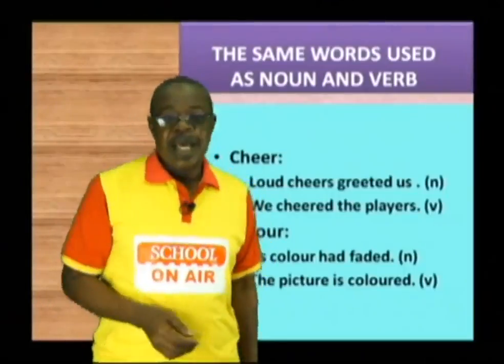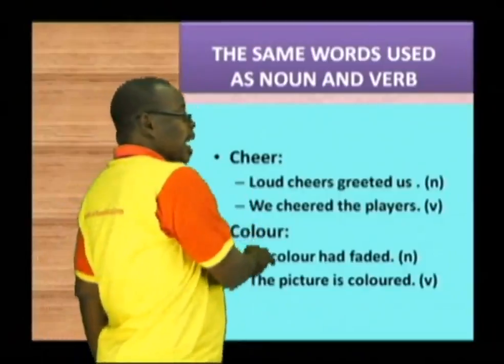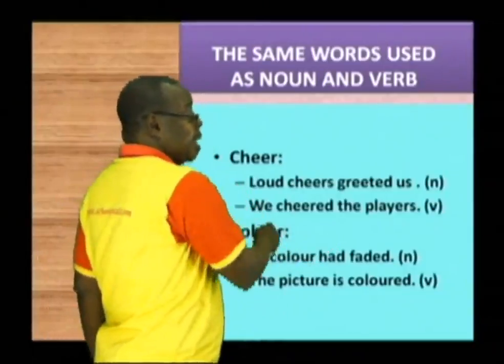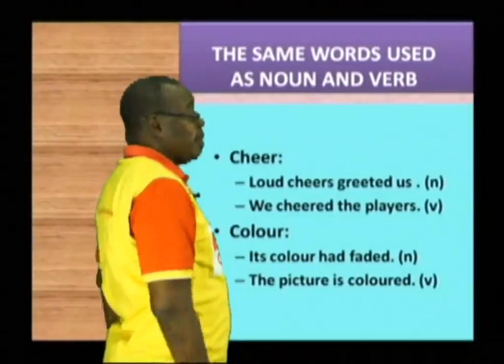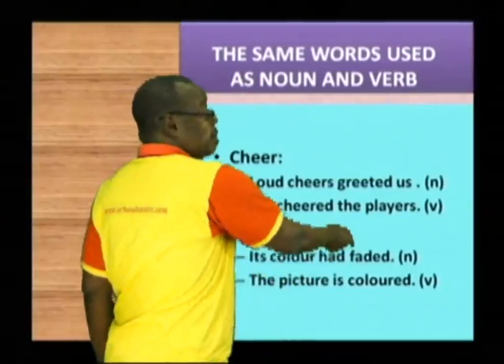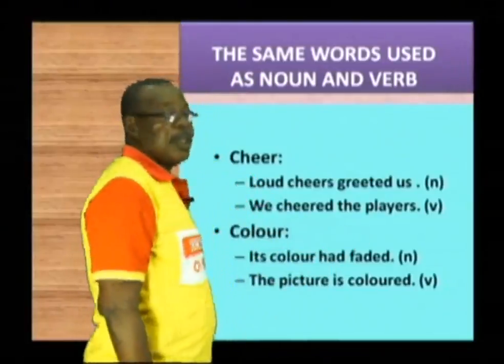The next word, color. Its color had faded. Okay, look at the next one. The picture is colored. There, colored is a verb. Is that clear?